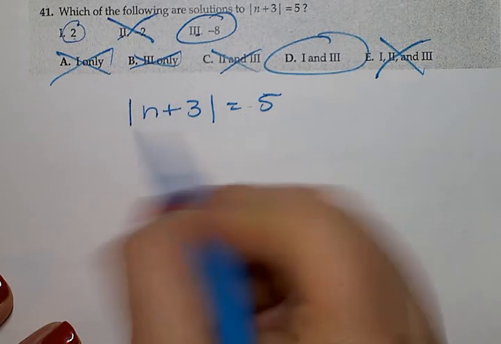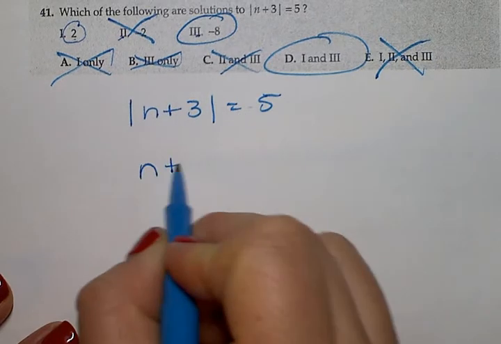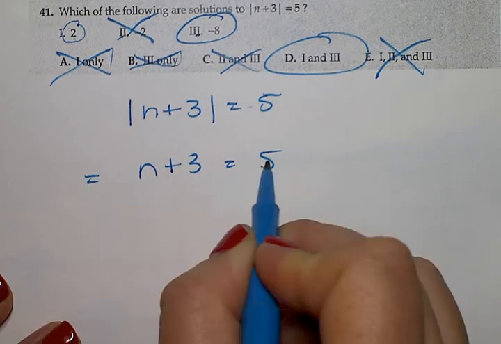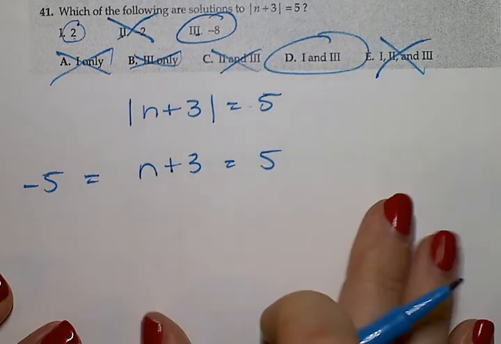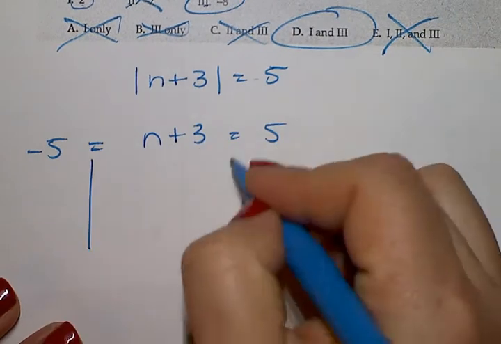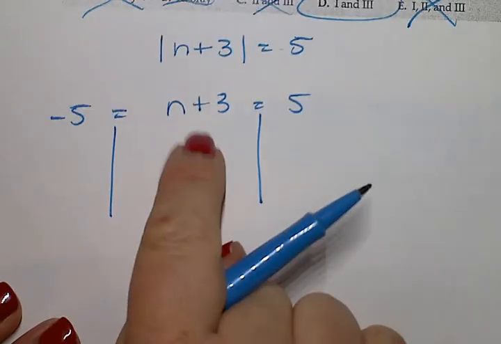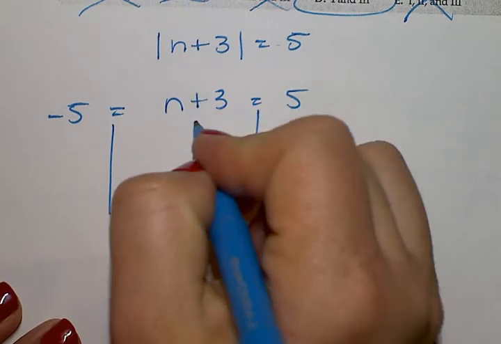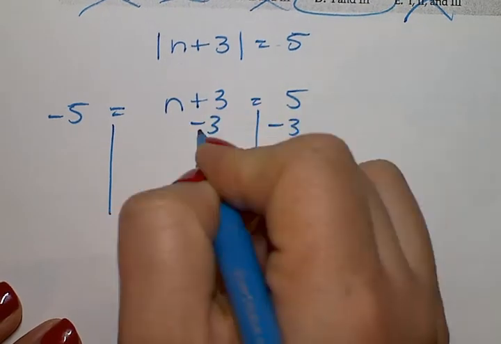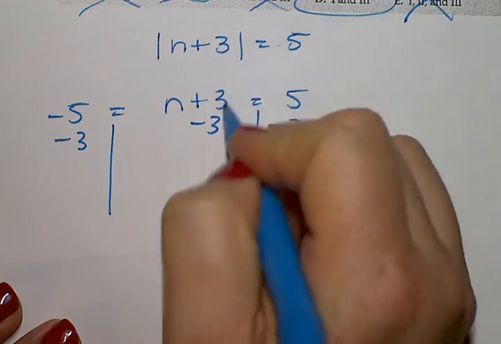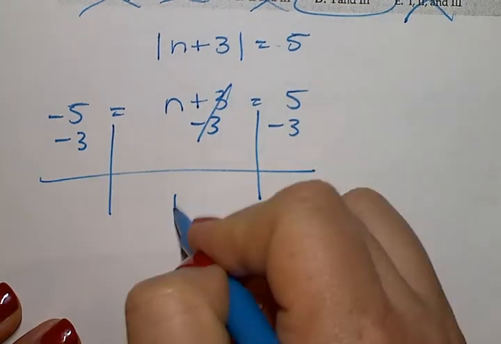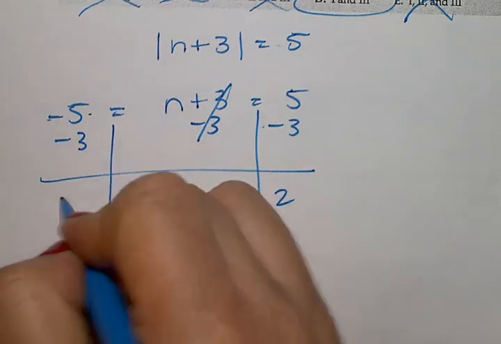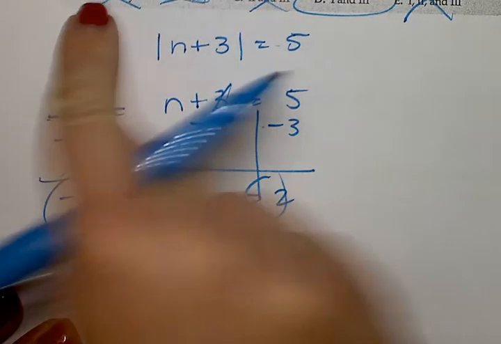We have this problem. I'm going to take away the absolute value brackets, and I'm going to set it equal to the negative of this value. I have 3 columns, and now my job is to isolate the variable in the middle. So to get rid of the positive 3, I'm going to subtract 3, and whatever you do to the middle column, you have to do to the 2 side columns. Now n is by itself. 5 minus 3 is 2, negative 5 minus 3 is negative 8. Those are the 2 answers we came up with up above.